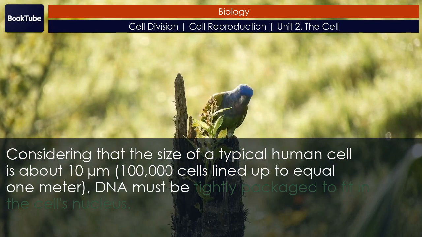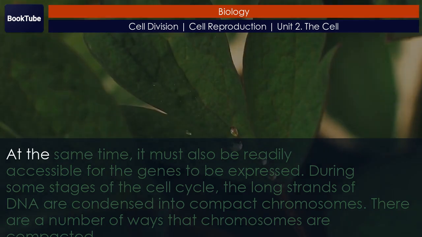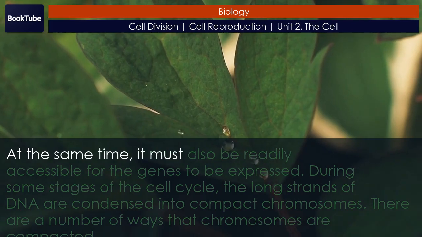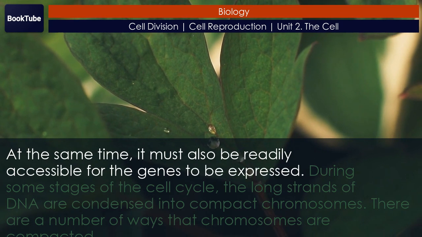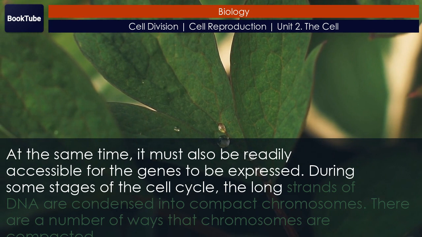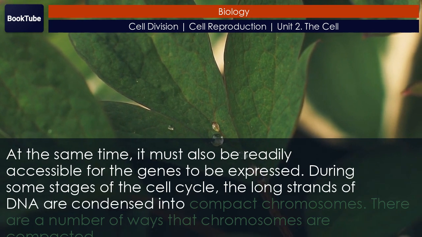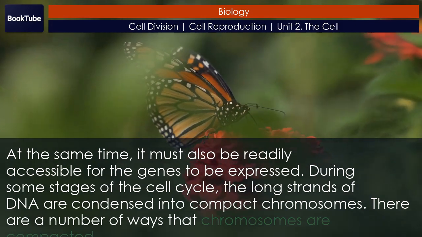DNA must be tightly packaged to fit in the cell's nucleus. At the same time, it must also be readily accessible for the genes to be expressed. During some stages of the cell cycle, the long strands of DNA are condensed into compact chromosomes. There are a number of ways that chromosomes are compacted.